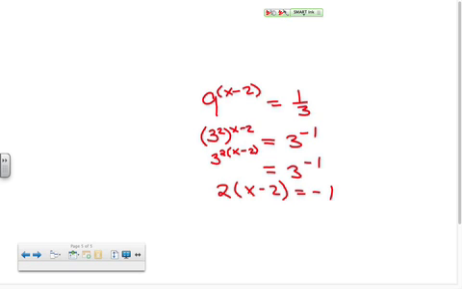Now I can distribute and solve. So it becomes 2x minus 4 equals negative 1. I add 4 to both sides and I get 2x equals 3. Hey, I have the same answer as before. x equals 3 over 2.